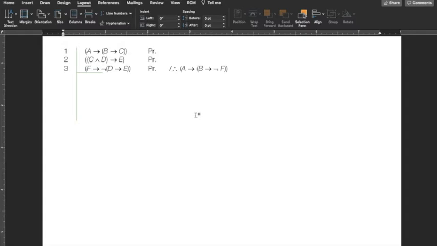But remember that the first statements of your proof will be your assumptions. So we have the premises as our assumptions. If A, then B, then C. If C and D, then E. If F, then not D, then E. From those premises, we're supposed to conclude if A, then if B, then not F.